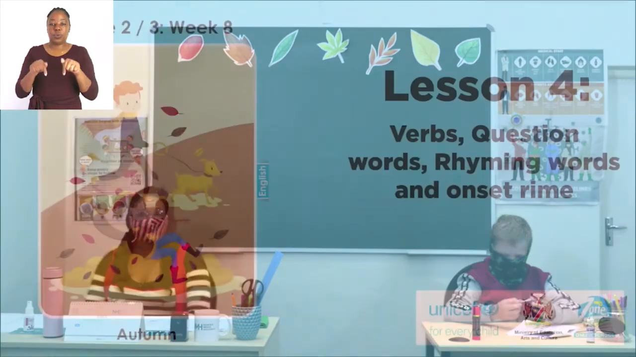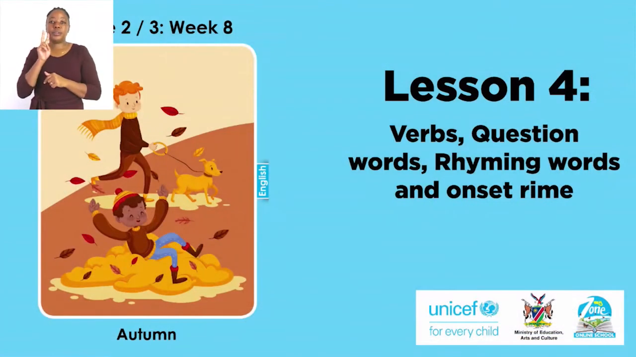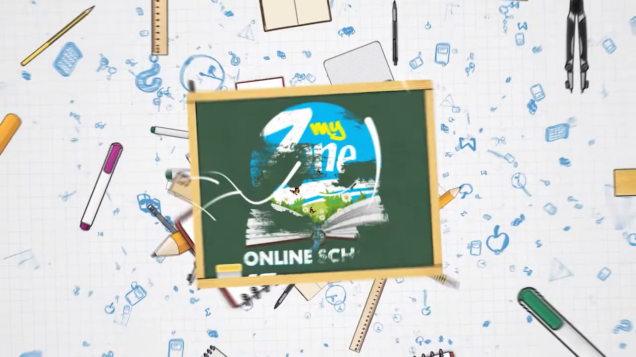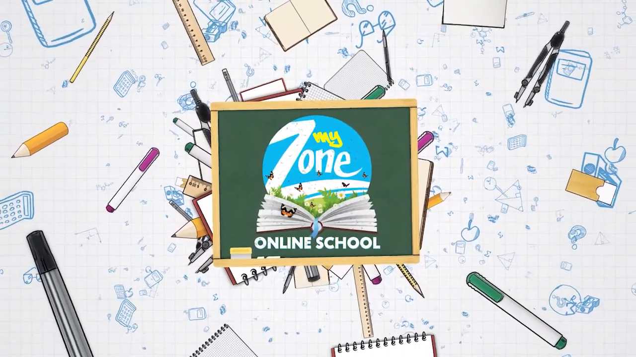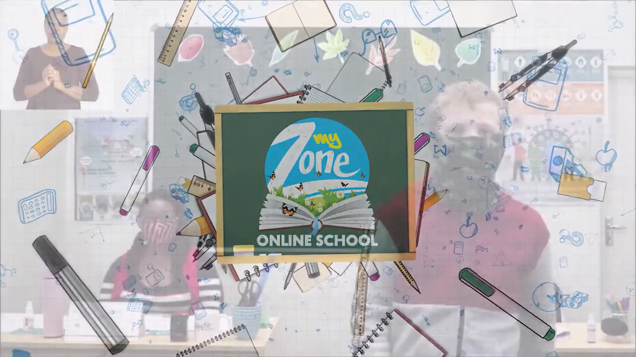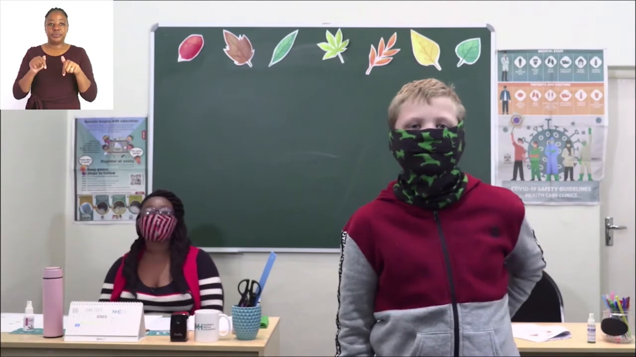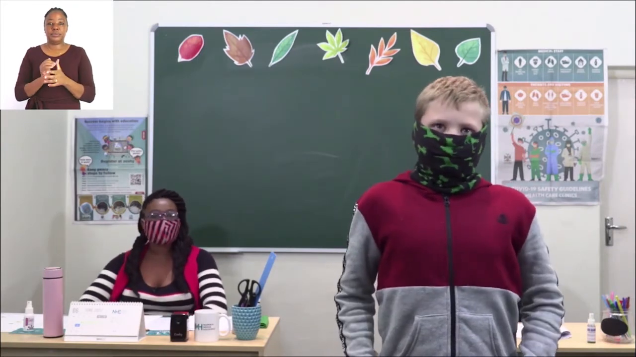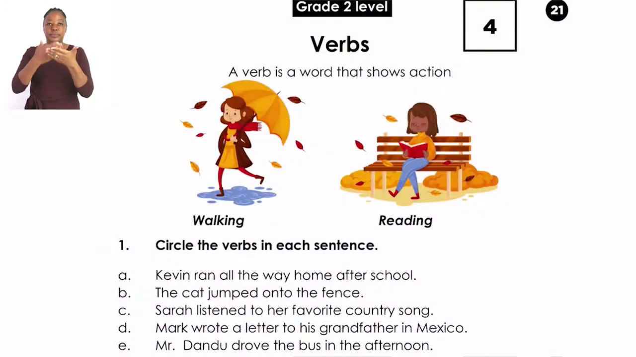Very good. Today's lesson, we'll be talking about verbs, question words, rhyming words, and onset rhyme. Our first exercise for this lesson can be found on page 21. We are going to be talking about verbs.